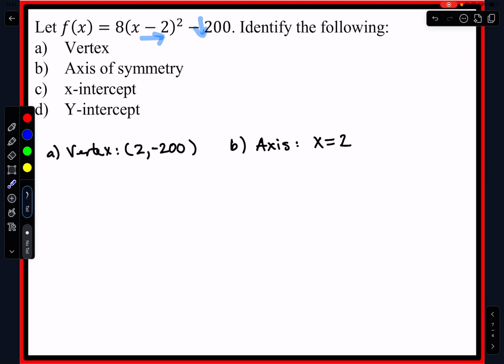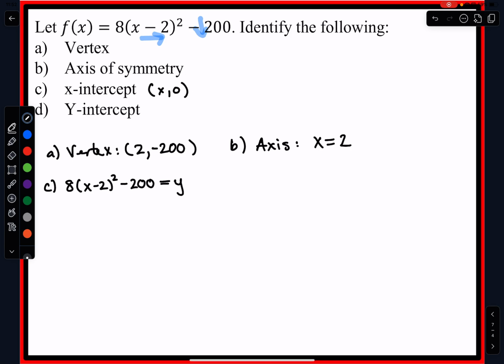Now, to identify the x-intercepts, I have to solve an equation. I need y to equal 0. So for letter C, we have 8 times x minus 2 to the second power minus 200, that's equal to y. I'm just writing the equation backwards. Instead of y equals, I'm writing this and equal it to y. Because since I'm looking for the x-intercept, that's going to occur again when the y value is equal to 0. So I'm going to replace the y value with 0.